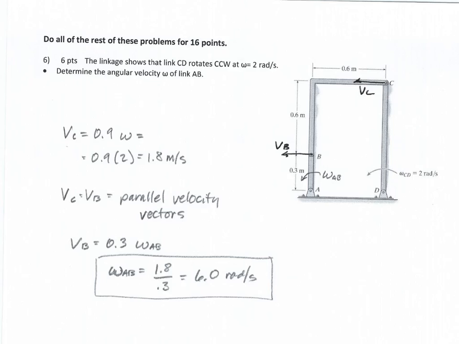If I try to find out, then I see that these are parallel velocity vectors. If I try to connect the perpendicular lines to find the IC, I see that there is no IC, which means that there is no rotation of this bar. If there's no rotation of that bar, that means those velocity vectors have to be the same. And so I can say that velocity B is equal to velocity of C due to the parallel velocity vectors. Now I can solve for that one there.